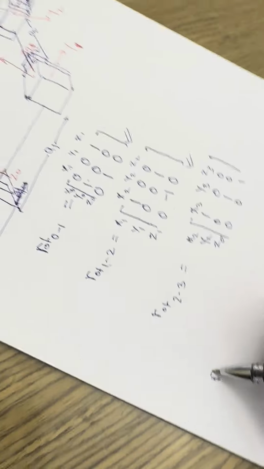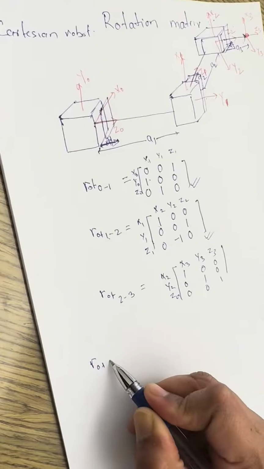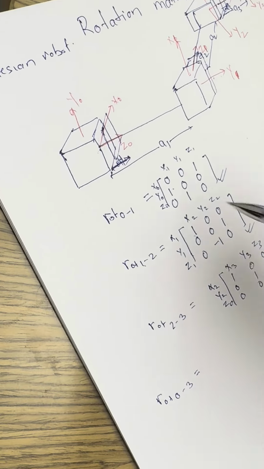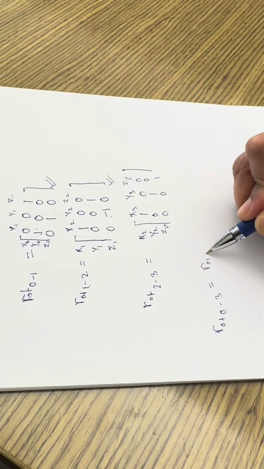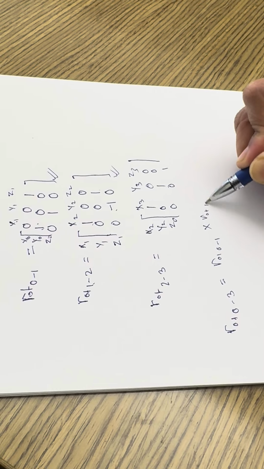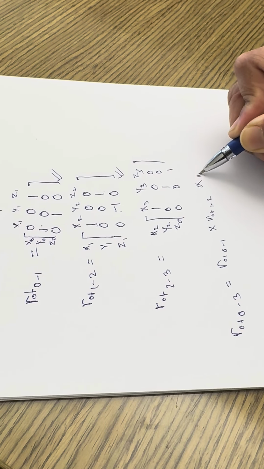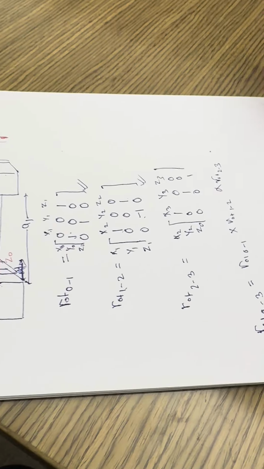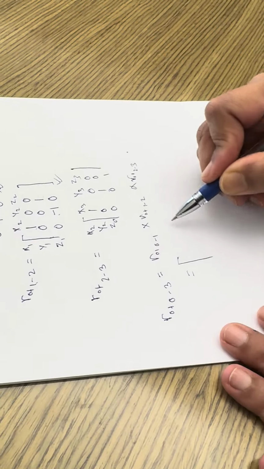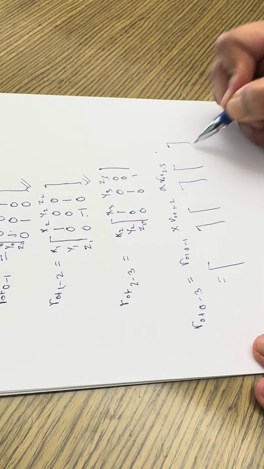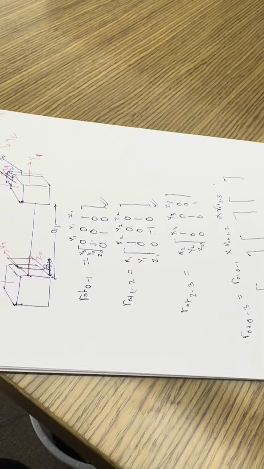Now if you write rotation 0 to 3, then you will multiply all these matrices: rotation 0 to 1 times rotation 1 to 2 times rotation 2 to 3. It means you will multiply all these three matrices.